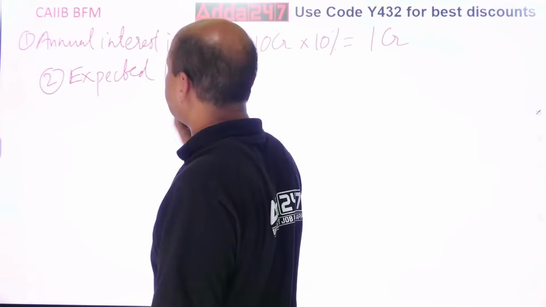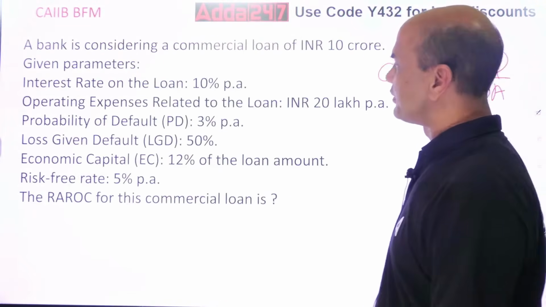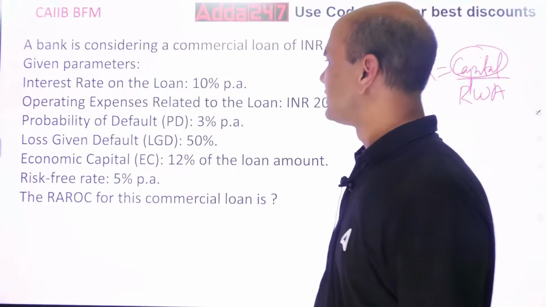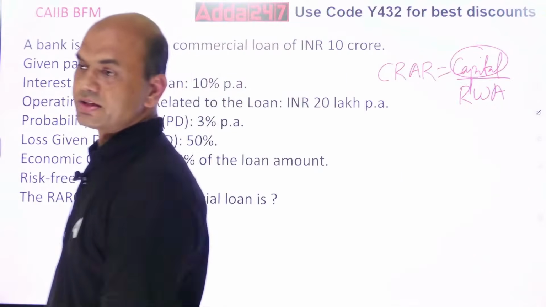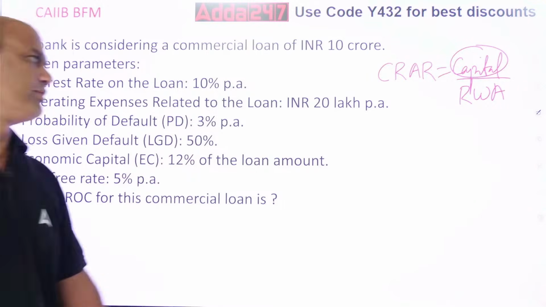Okay, so what is the probability of default given as? Probability of default is given as 3%, right? 3% is the expected loss probability of default. But 3% on what? What all is given? LGD, loss given default, is also given as 50%. So kindly note, expected loss is always PD into LGD. PD into LGD. Got it?